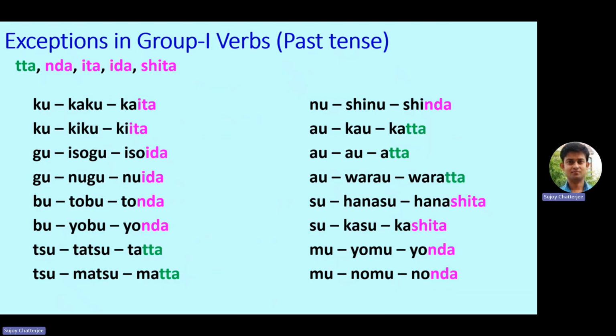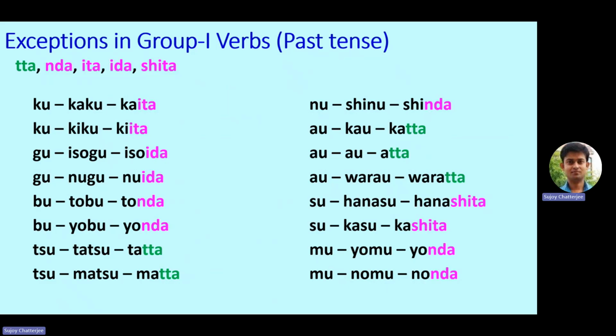Now there were several exceptions that we studied in the last lesson for group 1 verbs past tense. For example, kaku becomes kaita, kiku becomes kiita, isogu becomes isoida, nugu becomes nuida, tobu becomes tonda, yobu becomes yonda, tatsu becomes tatta, matsu becomes matta, shinu becomes shinda, kau becomes katta. So there is no exception here. Au, atta, warau, waratta, hanasu, hanashita, kasu, kashita, yomu, yonda, nomu, nonda.